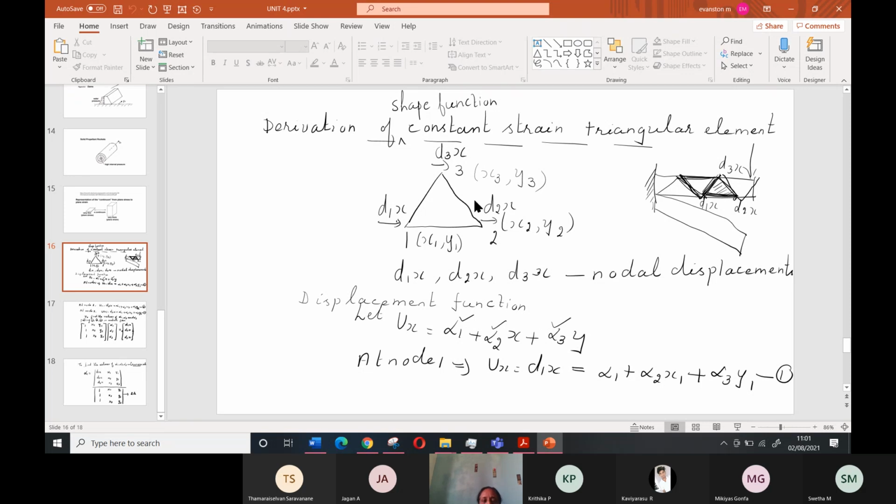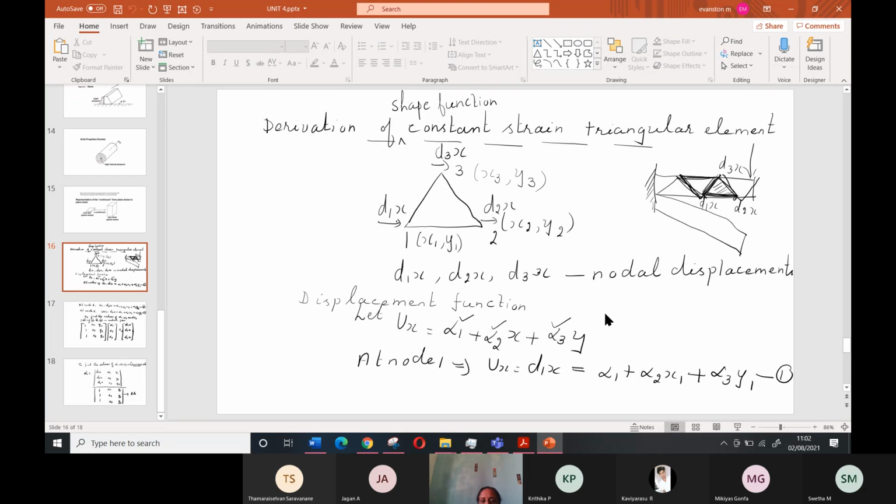Because it's a two-dimensional element, it varies. The coordinates are x and y: x1 y1, x2 y2 and x3 y3. So we have assumed the displacement function in terms of x and y, and at the nodes we have to find out the values of alpha 1, alpha 2 and alpha 3. They are the constants. They can be found out using the boundary conditions.